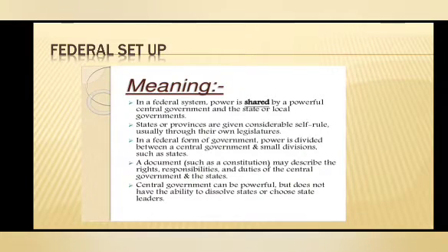Federal setup. The Constitution of India has provided for a federal system of government. In a federal system of government, all the administrative powers are divided between the central and the state governments by the Constitution, and both are supreme within their respective spheres: executive, legislature, and judiciary. There are two types of federation. First, coming together federation, and second, holding together federation.